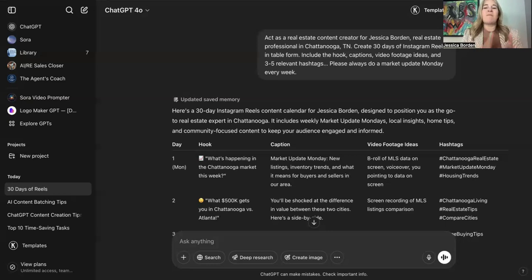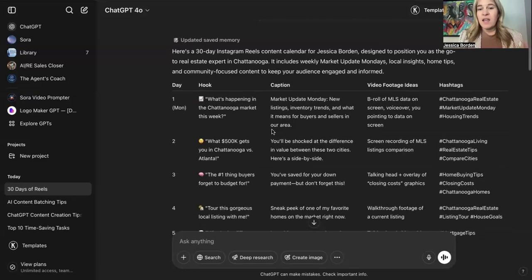So in this example, I always want to do a market update Monday in my reels, looking at what we're doing. Okay. And then let's just scroll down here and look at what the output was. It's only going to be as good as the input, right? So that's why it's really important to make sure you put in great input such that you get great output.